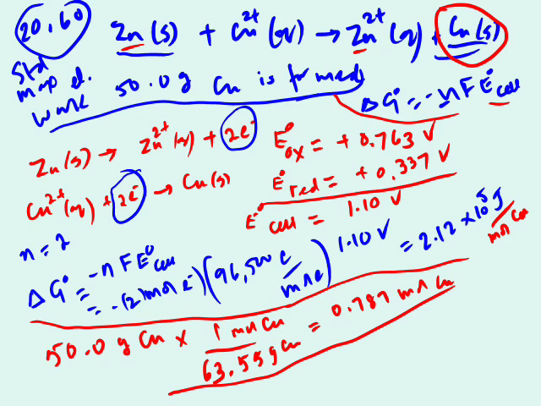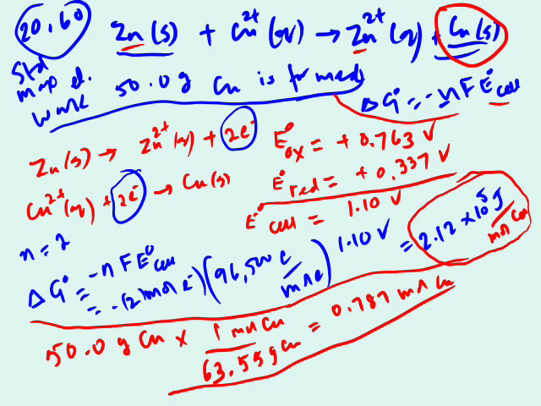Now, in order to get our answer, which says that when 50.0 gram of copper is formed, how much would be the electrical work done? This is the quantity that I'm highlighting, the amount of work done when there is 1 mole of copper formed. So now we have 0.787 mole of copper formed.